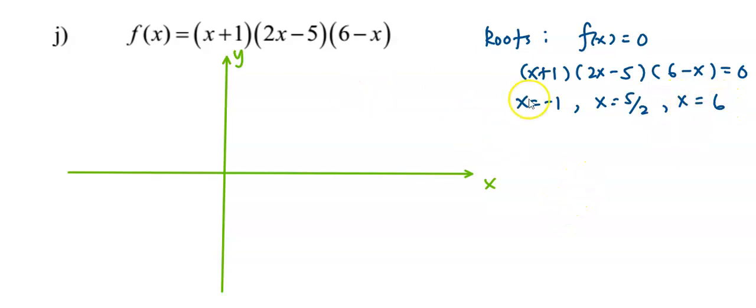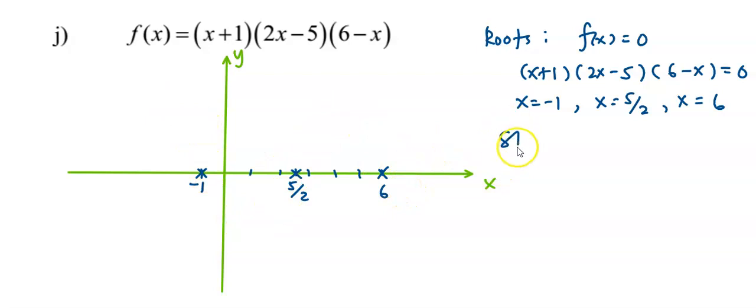Now you can just plot these values on the x-axis. That is, the graph will pass through negative 1, so plot here. And 5 over 2 is 2.5. This is 3, so 2.5 roughly will be here. This is your 5 over 2. Just plot this point. And 6: 1, 2, 3, 4, 5, 6. So plot this point. And the graph will either go up or down.